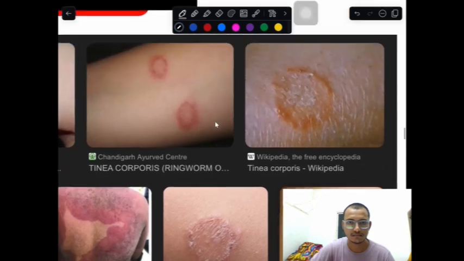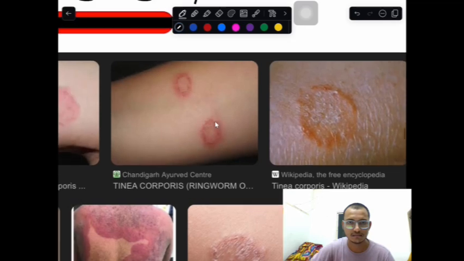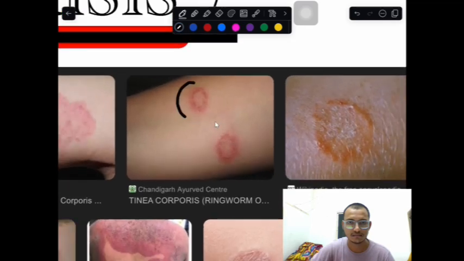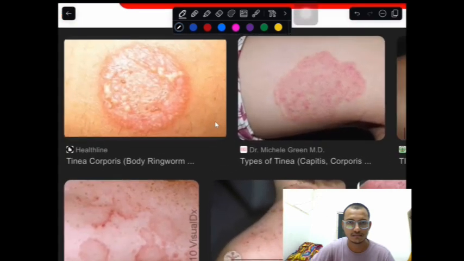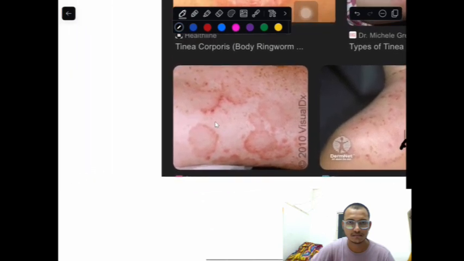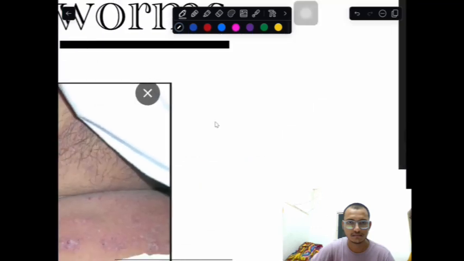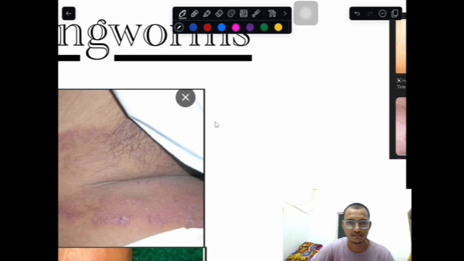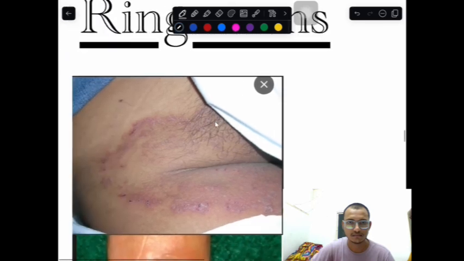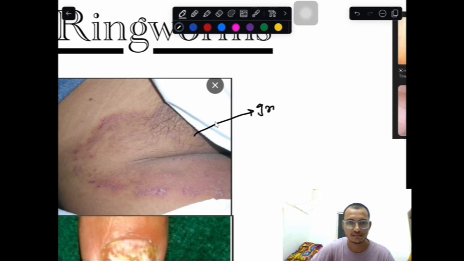Okay, I have just taken up the pictures from Google, so you can see the different types. You have seen these pictures from the ringworm ads. Some types are resistant, or occur because of steroid use. First we will see the specific areas. This is the groin area.